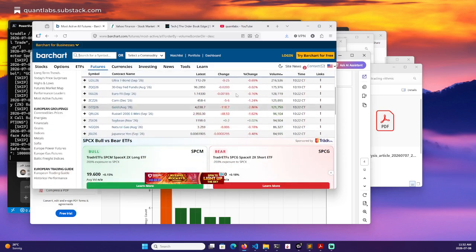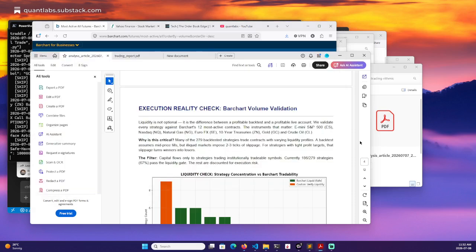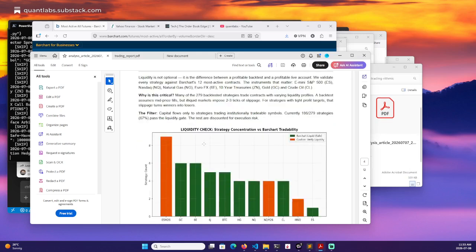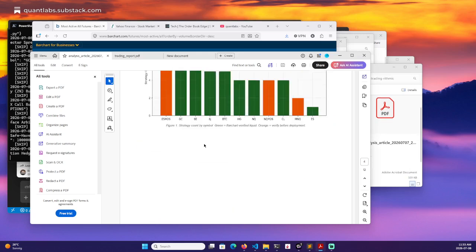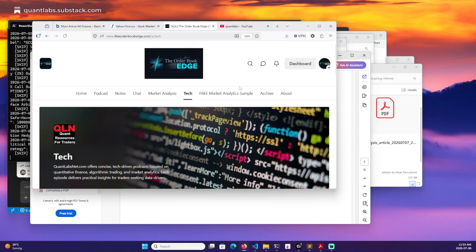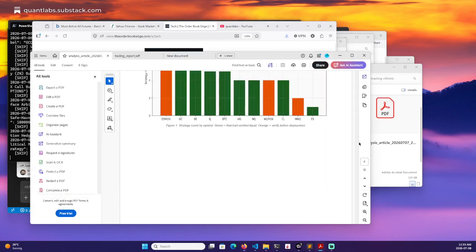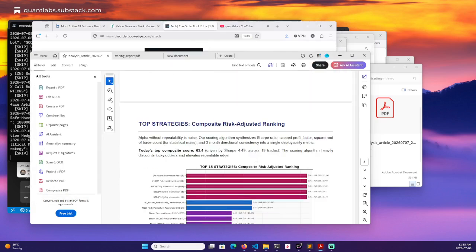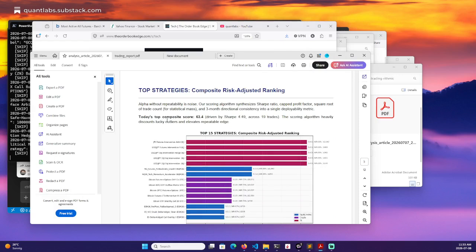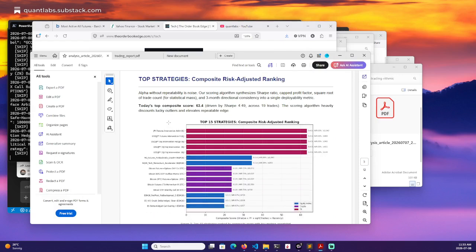I'll show you why. But coming back to this report, we use this as the golden standard to only focus on those instruments that are trading with a lot of volume. I have some other posts on the website, the Order Book Edge, with explanations and samples of these documents. You can see here the top strategies, and 249 and 50 are deployable.